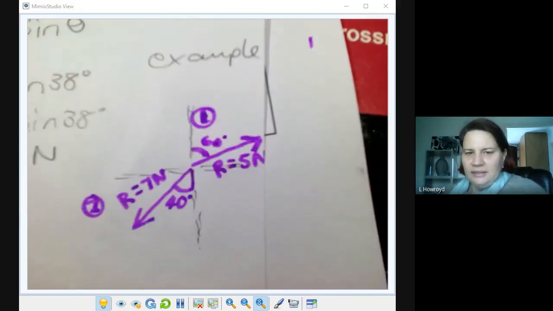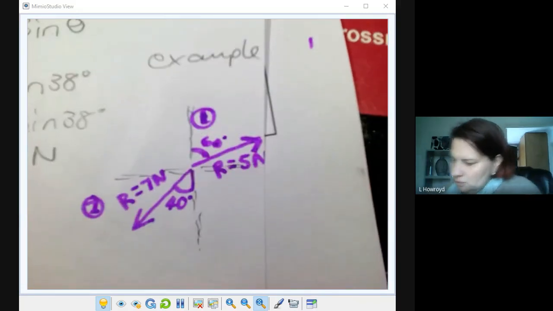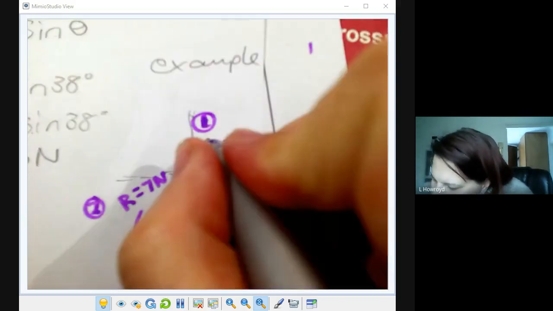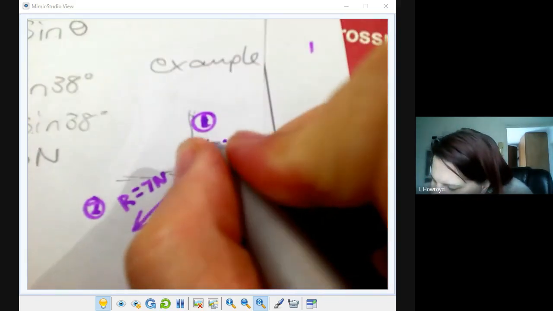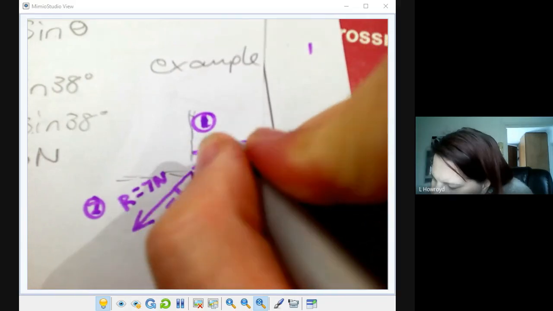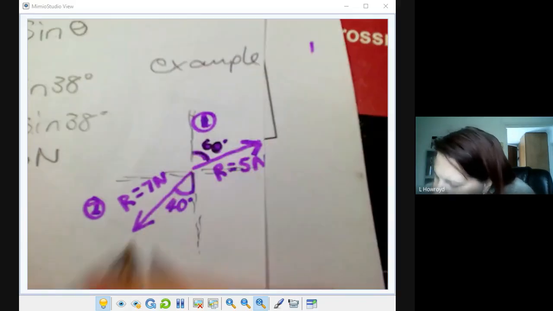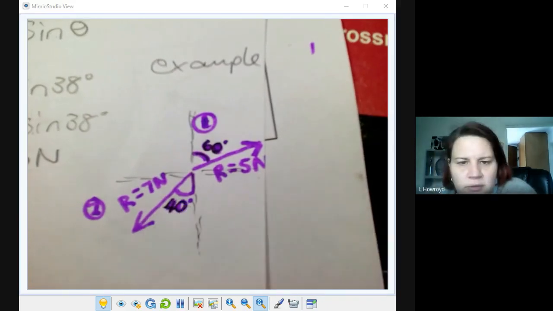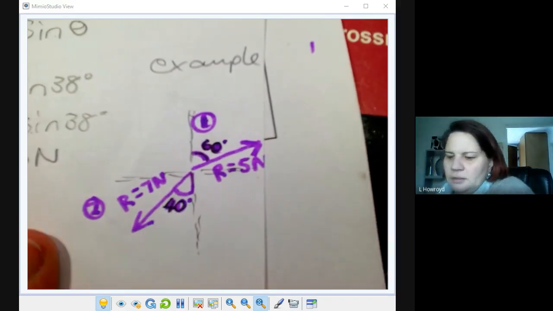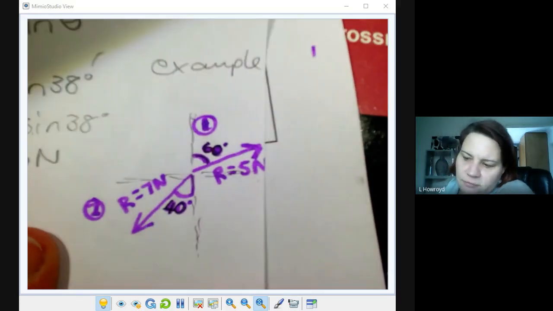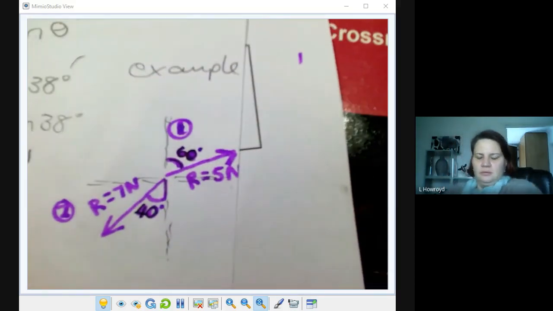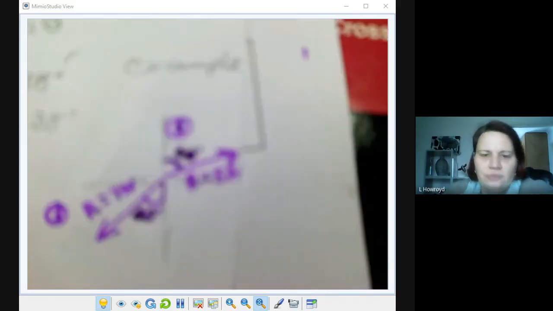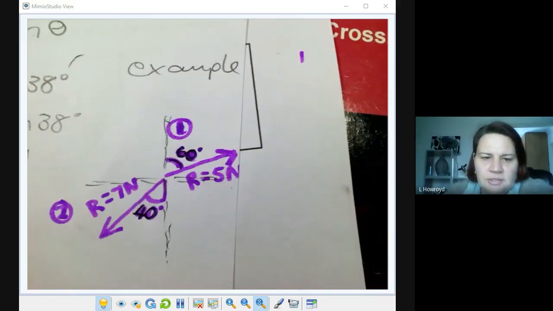Is everything clear there? Can you see everything? So this was 60. And that's that angle. That's 40. Okay, so I'm going to give you 15 minutes. I don't even know if it's going to take you that long. 10 minutes, and then I'm going to go through it with you. Any questions? Does it make sense?